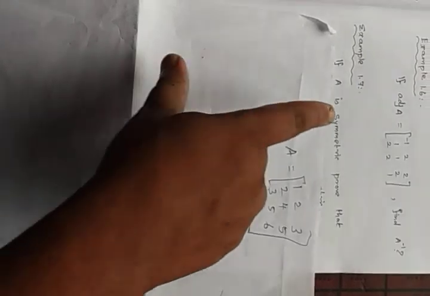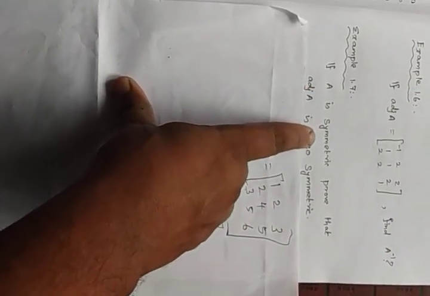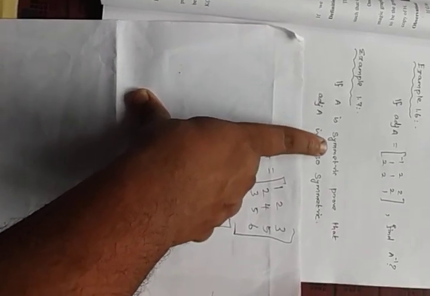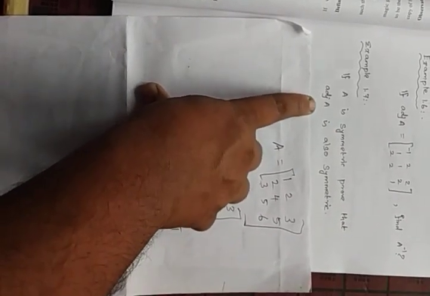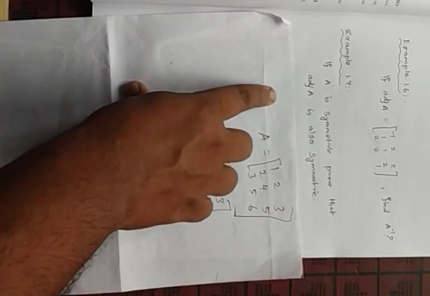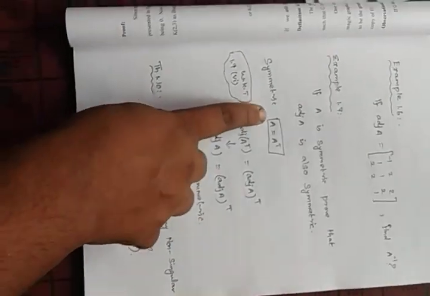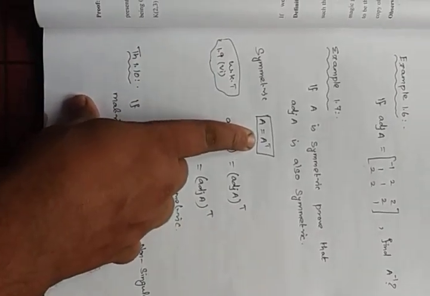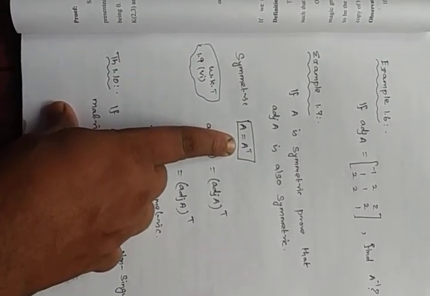Such a matrix is nothing but what we call a symmetric matrix. Here the question is, if A is a symmetric matrix, then we need to prove the adjoint is also symmetric. Let's see the proof as they have given. I already told you symmetric means A equal to A transpose. That is the thing we have shown in the last example I have given.